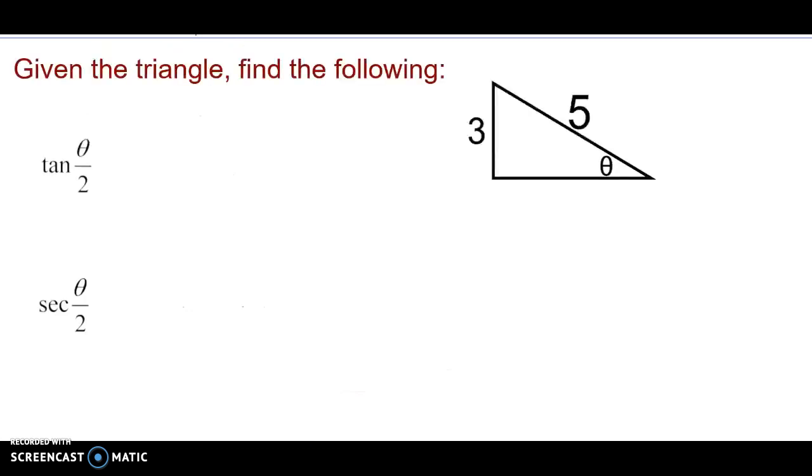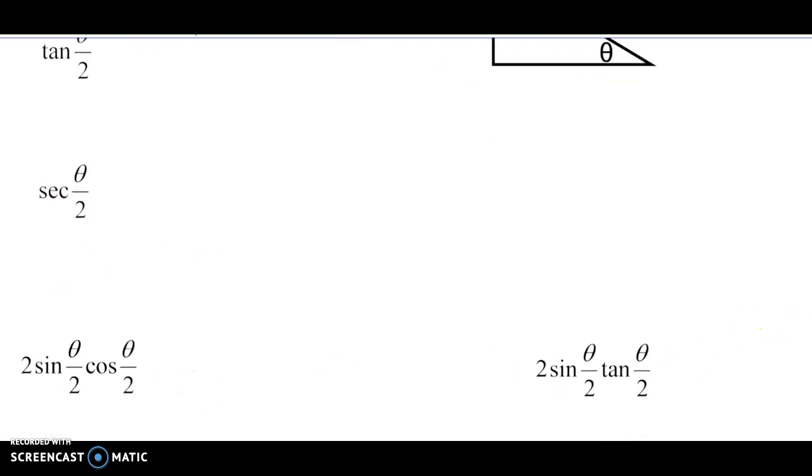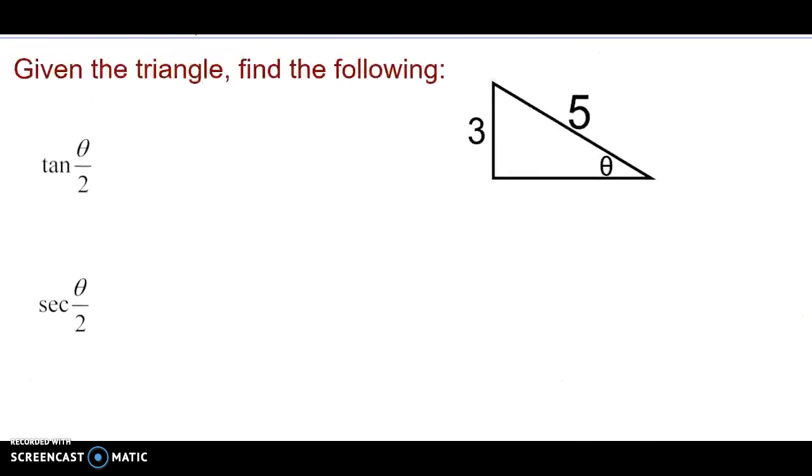Okay, so we're given this triangle here, and what we want to do is find the following. We want to find tangent of theta over 2, so these are all half angles. The secant of theta over 2, and you might be thinking, well, we didn't have a secant half angle formula. Well, we know what secant is, right? So let's think about this, and then do the same for these two below. Let's have you guys try this on your own. Go ahead and put me on pause.